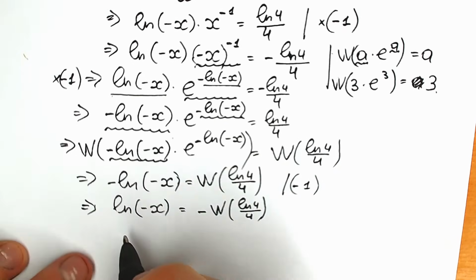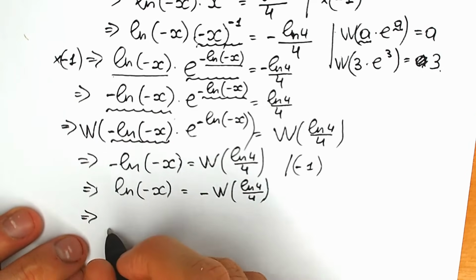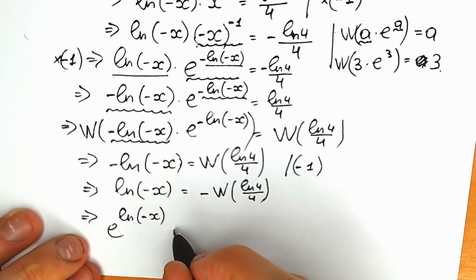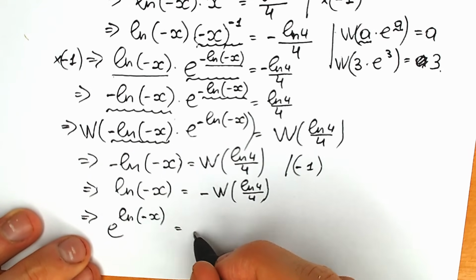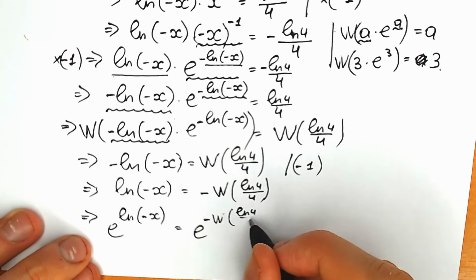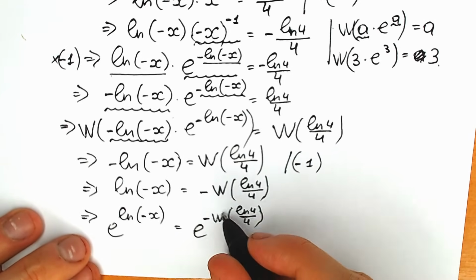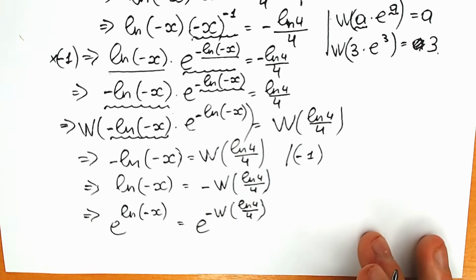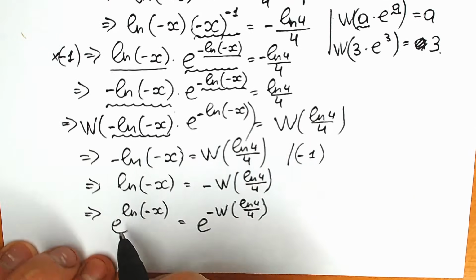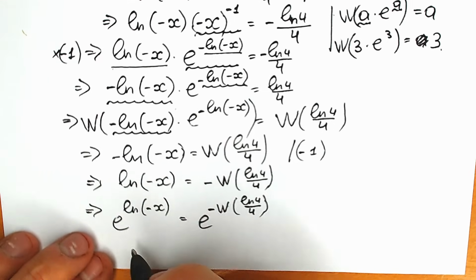We need to create base of e on both sides. So what I mean right now, we need to create base of e. We need to write e on the left side, e to the power natural log of minus x, and we need to create e on the right side, so e to the power minus the Lambert W function of natural log 4 over 4, and we need to find our x. Of course, right here we can easily cancel our e and our natural log. So as a result, we have only our minus x on the left side.